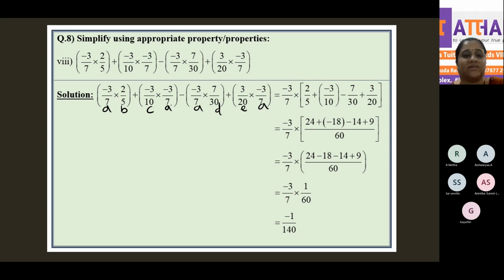So what do we have? A into B plus A into C minus A into D plus A into E. So when you take out A common, it will be B plus C minus D plus E. So you should write this B, then the C, then this D, and then this E, and the connecting signs. What is between B and C? Plus. What's between C and D? Minus. What is between D and E? Plus.